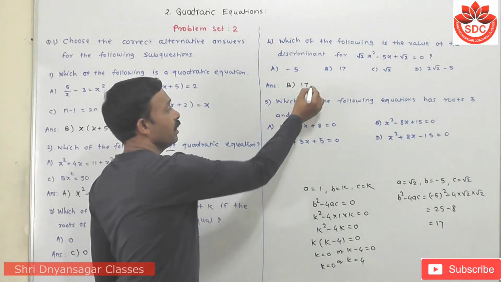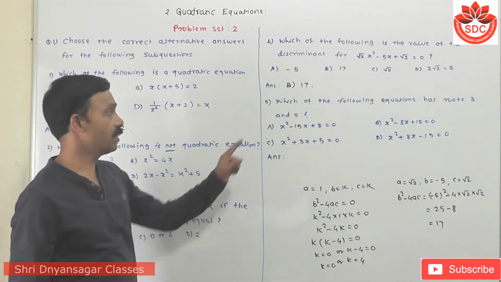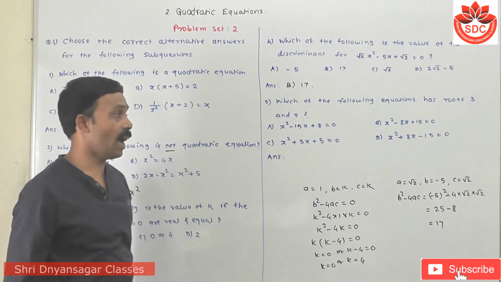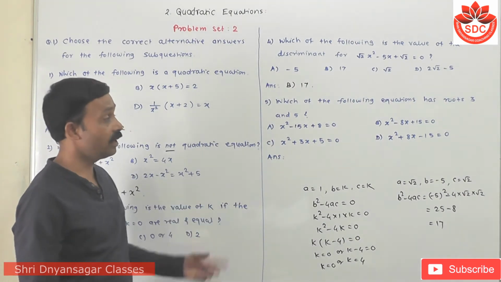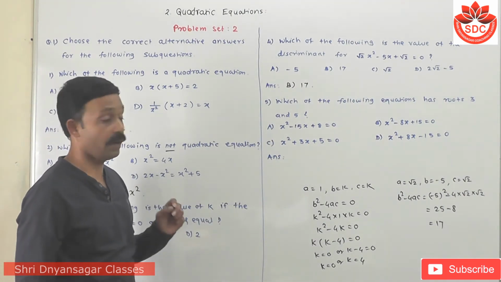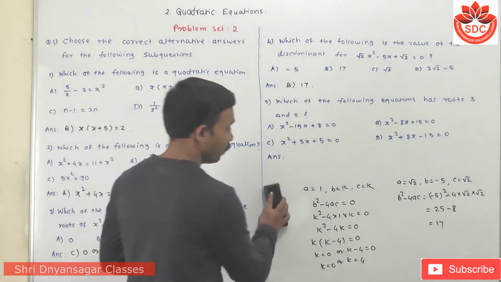Then we see the last question of this one: which of the following equations has roots 3 and 5. म्हणजे खालीलपैकी कोणत्या इक्वेशनचं रूट हे 3 आणि 5 आहे. Now student, rub this portion here.